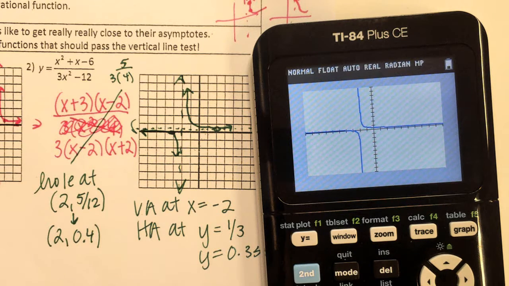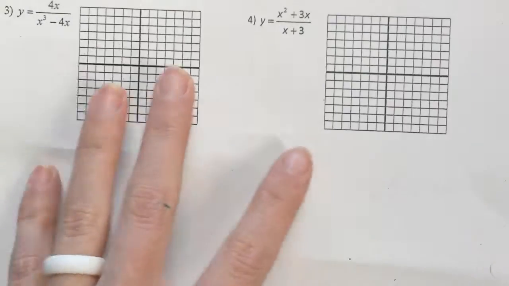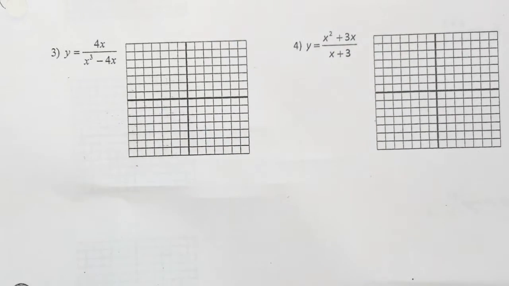How do y'all feel about these so far? Okay? We're going to do 2 more together and then I'm going to let y'all work on your own in just a second. Alright, I want you to find the VA, HAs, and holes on this one on your own. Go ahead and do that for number 3. Let me know if you need some help.